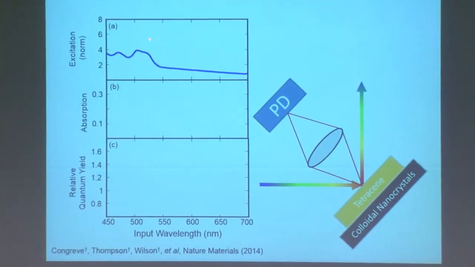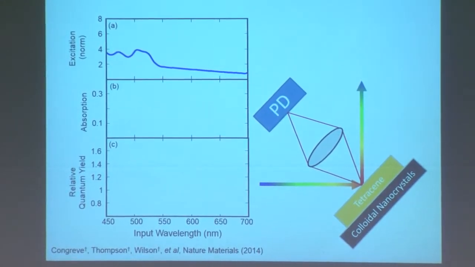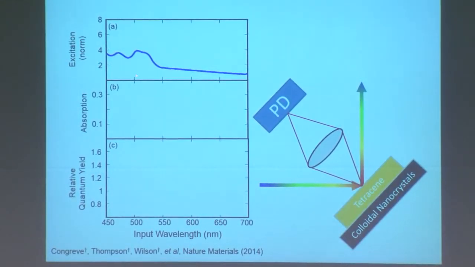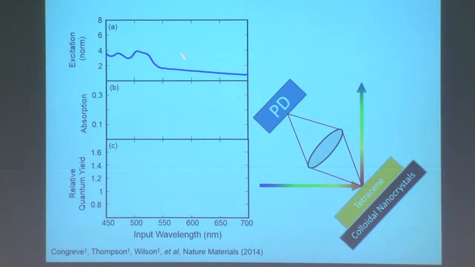But what's interesting is we see these three peaks at higher energy, and these peaks perfectly match up with tetracene's absorption peaks. So what this tells us is that something, we don't know what yet, that's getting absorbed in tetracene is transferring to the quantum dot and emitting. So that's potentially interesting, that's encouraging.